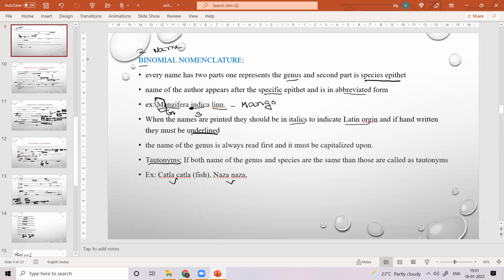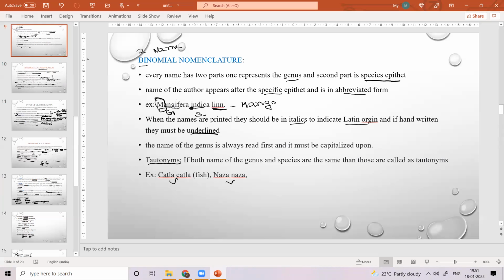If this is the scientific name of the mango plant, then Mangifera indicates the genus. Indica, in Mangifera indica, indicates the name of the species, and here Linnaeus is the discoverer of this plant. So here the full name will not be mentioned, but the abbreviated form of the name will be mentioned after the species name.